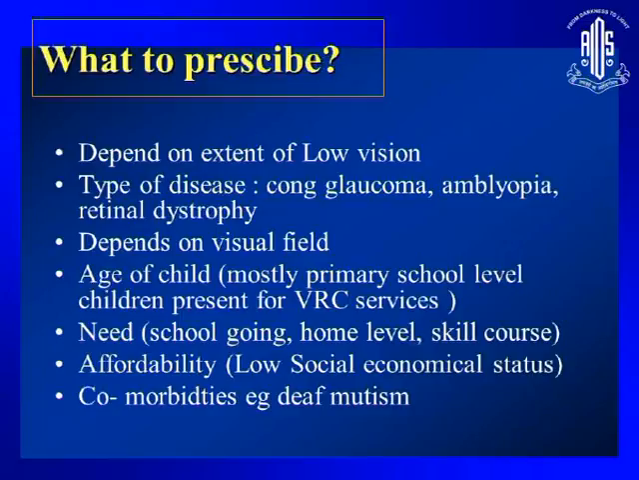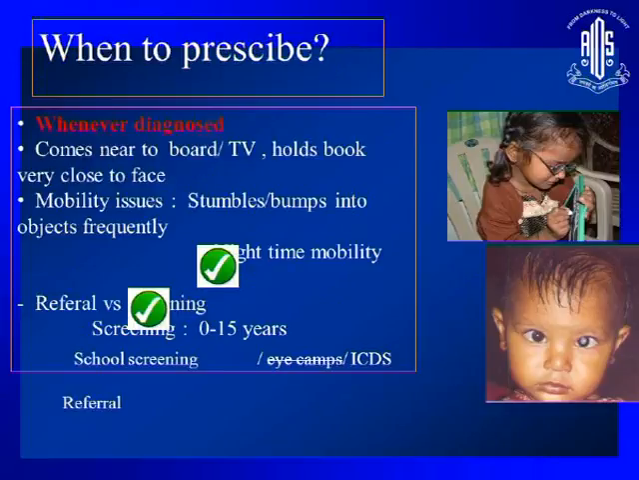that's one important question that on a day-to-day basis when we see children with low vision, that comes to our mind, because there is a different range of diseases, and it all depends upon the visual field, the age of the child, the need, the affordability, and other comorbidities. So when to prescribe is also a very important thing.